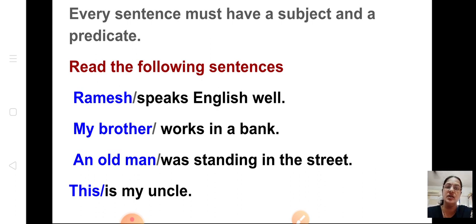"Was standing in the street" is the predicate. "This is my uncle." So this is the subject. "Is my uncle" is the predicate. So every predicate will have a verb. Okay. So you understood what is subject and predicate.